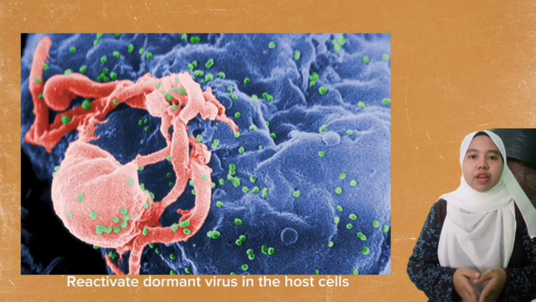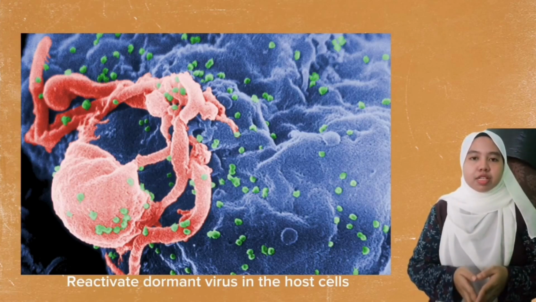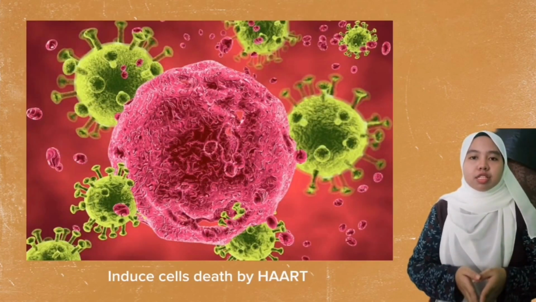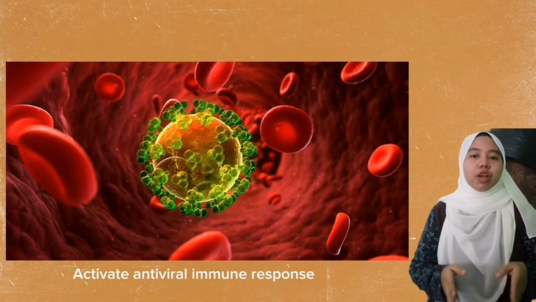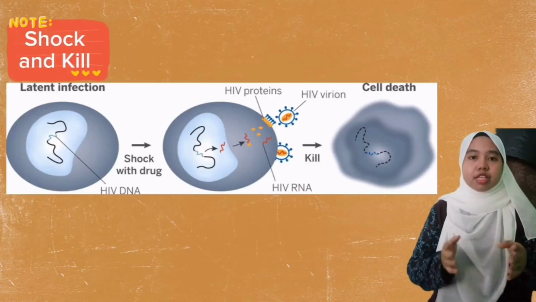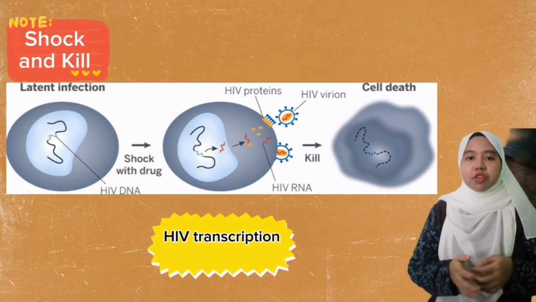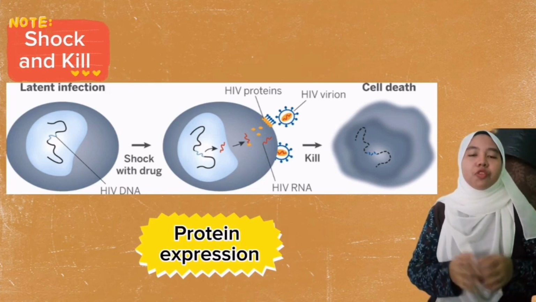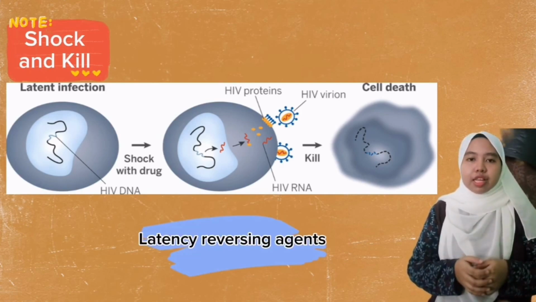The next method is reactivation of latent HIV. It is important to reactivate dormant virus in host cells, induce cell death by HAART and activate antiviral immune response in order to eliminate the latent HIV reservoir. This strategy is known as shock and kill. This mechanism is effective in increasing HIV transcription, protein expression, and virion production. This technique is also combined with latency reversing agents to reactivate latent HIV within CD4 cells.